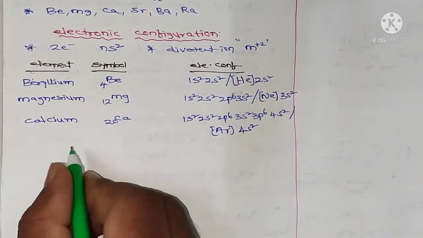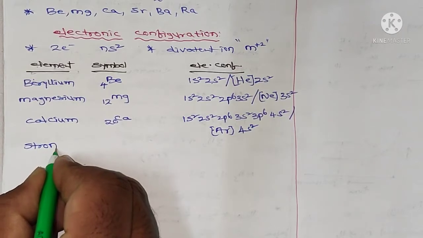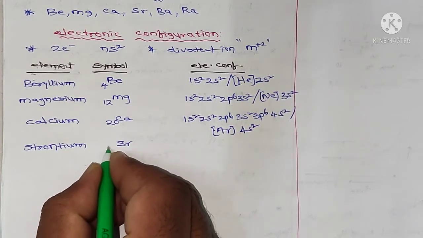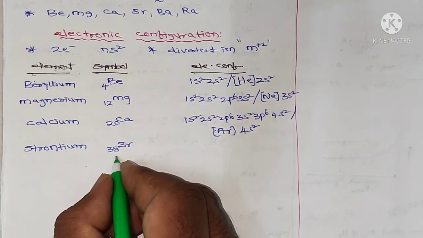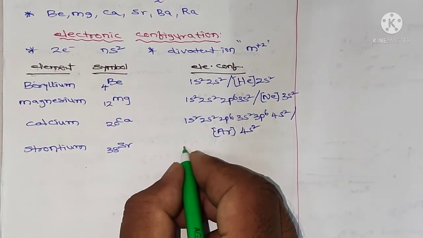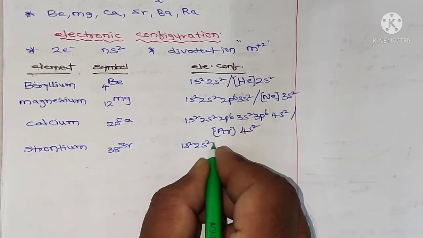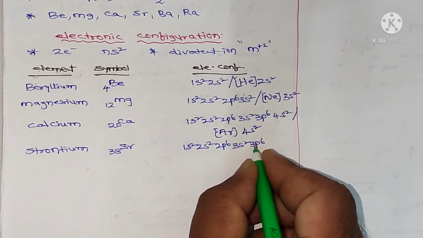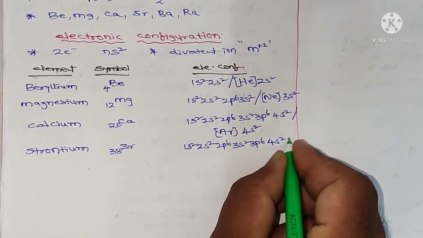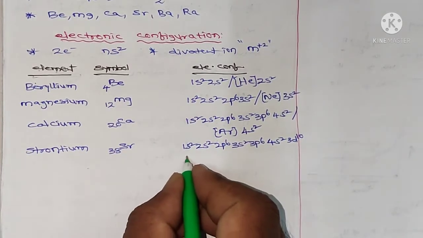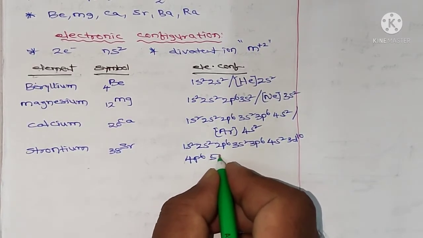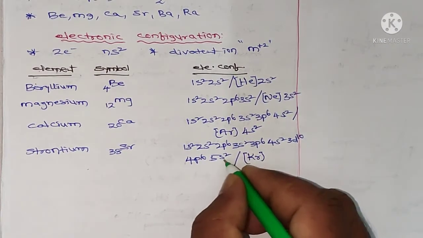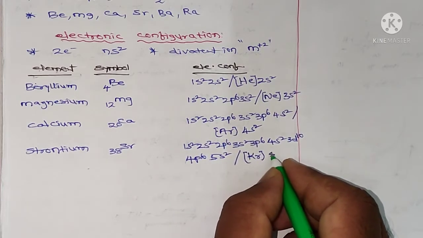And next element strontium, symbol Sr, atomic number 38. So it contains 38 electrons, and its electronic configuration is 1s2, 2s2, 2p6, 3s2, 3p6, 4s2, 3d10, 4p6, 5s2. Or we can write krypton, and the remaining electrons 5s2.